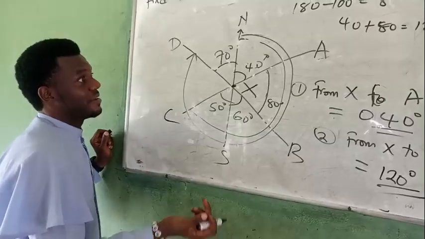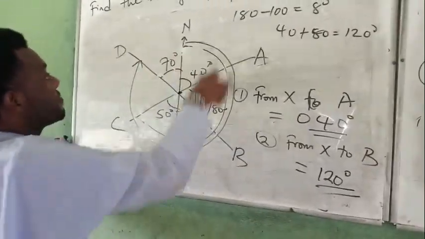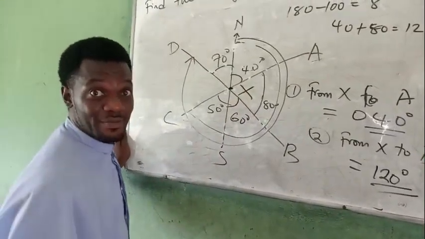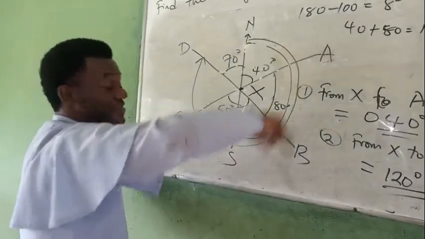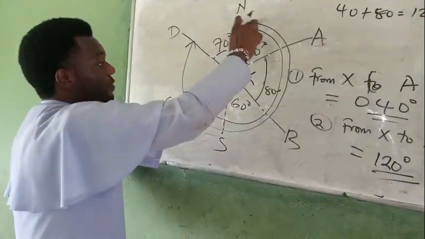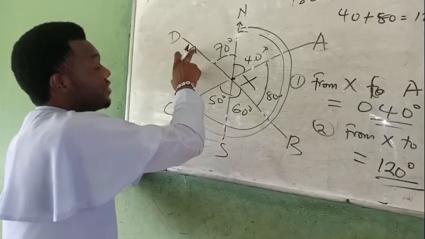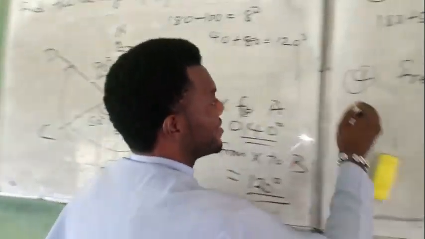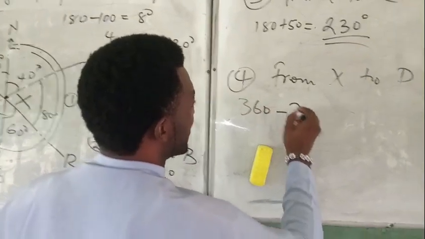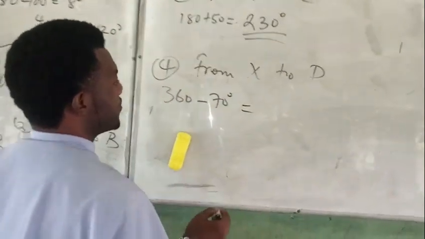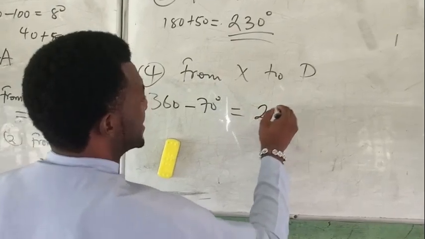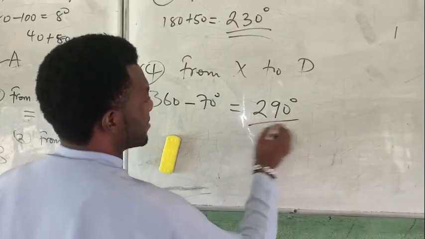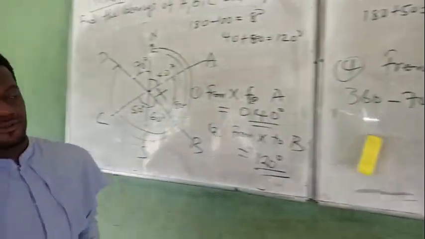That's what it means, that the whole of this place is 360 degrees. Mind you, angle at a point is 360 degrees. So from here to here should be 360 degrees minus this 70. So it is 360 degrees minus 70 degrees, which will give us 290 degrees. That is the answer. That is the three-figure bearing.